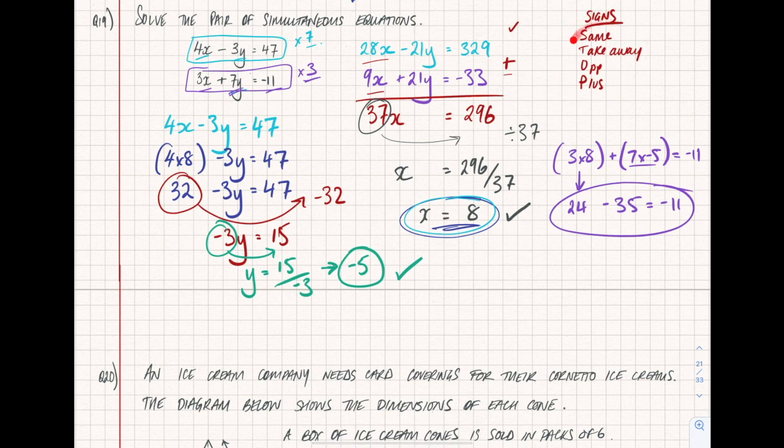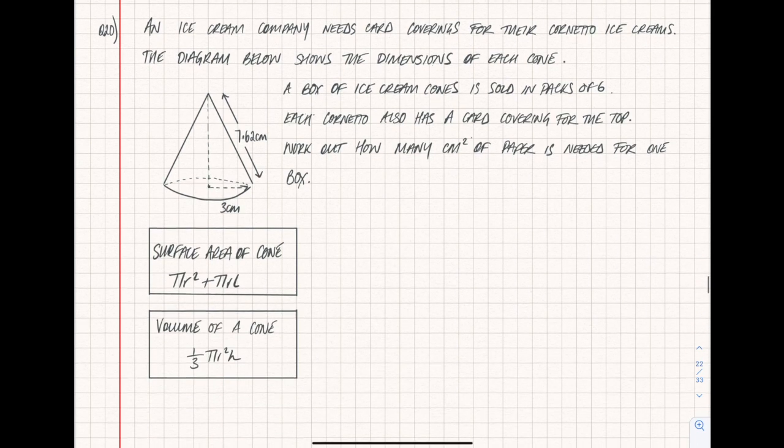Just remember that acronym at the side there, STOP, and it will help you to figure out what to do there. Okay, on to the last question, question 20.